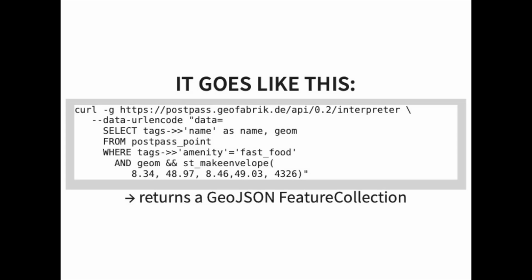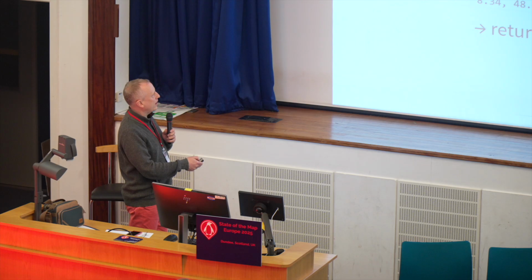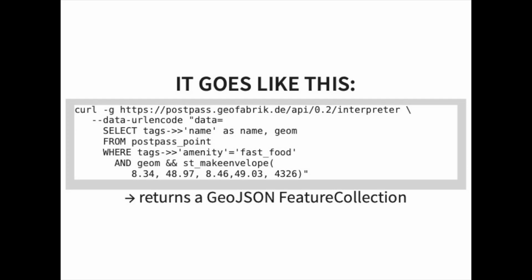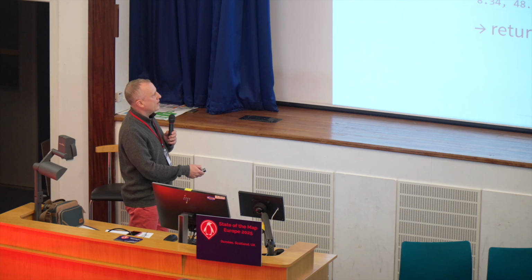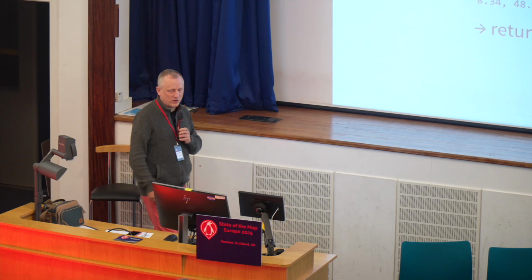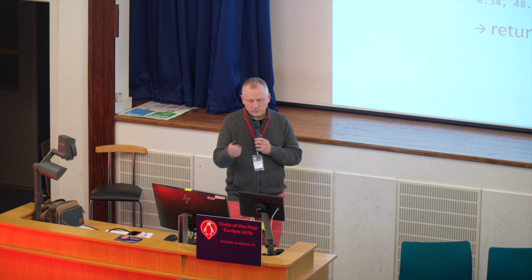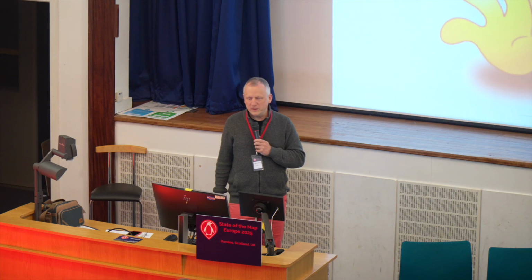It goes like this. This is an example where you just run a curl command. You have to enter this URL, and then you send a Postgres query like this. Select something, tags name, geometry from a certain table where these tags are set, and the geometry is in this bounding box. And then what you get back is a GeoJSON feature collection that you can then process. Now, some people in the audience might see this and might say, wait a minute, what's he doing there?